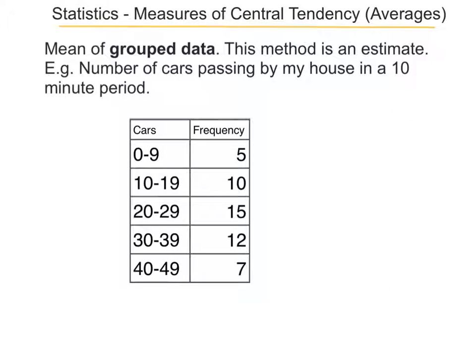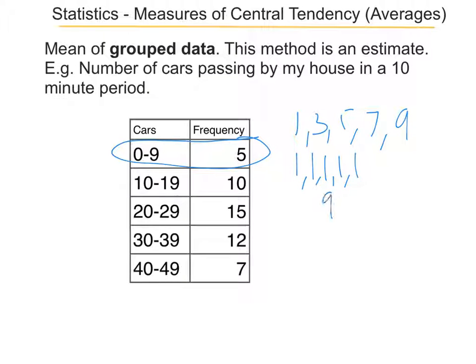When we're working out the mean of grouped data, there's a bit of a problem. And the problem is, when we've grouped the data, we've lost some information. To show you what I mean, let's look at this first piece of data. To get 5 numbers between 0 and 9, I could have 1, 3, 5, 7, 9, nicely spread out. Or I could have 1, 1, 1, 1, 1. Or I could have 9, 9, 9, 9, 9. I don't really know which of those is right, and probably none of them are. So when we're doing this, we're going to have to do a bit of guessing.